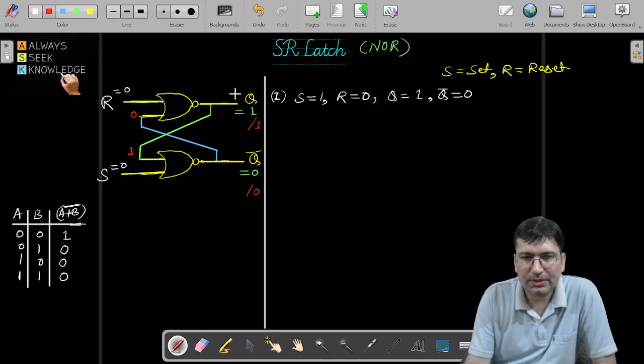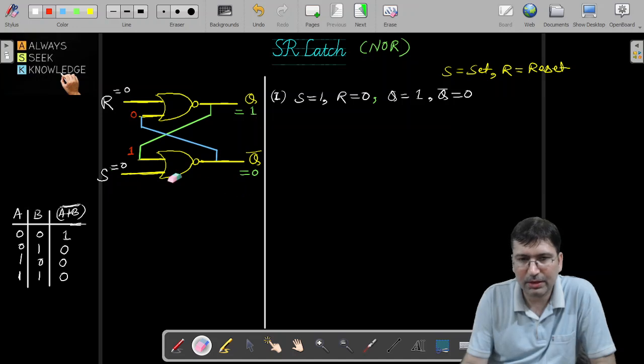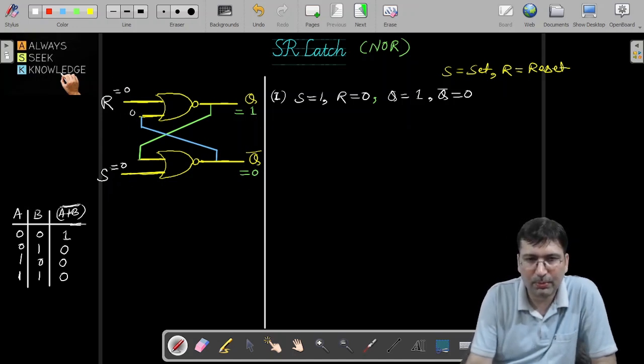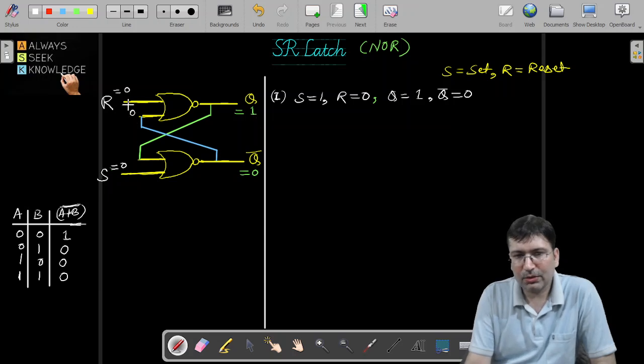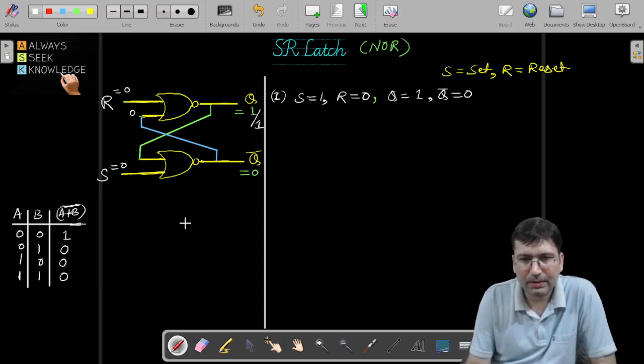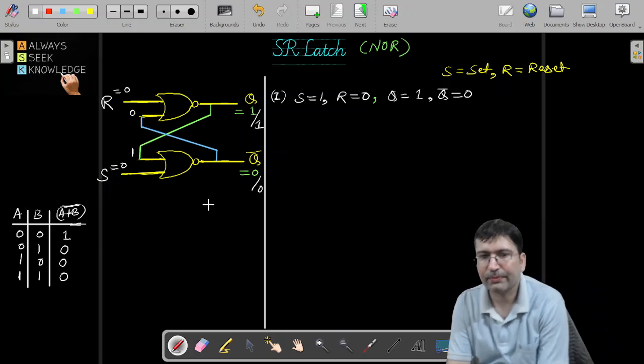Now in case you do not start the analysis with Q and you are trying to start with Q bar, so let's start the analysis. The same thing you can analyze from Q bar also. So you assume that Q bar is 0, both R and S are 0. This 0 will propagate here and this 0 0 will give you 1. So earlier it was 1, now the new state is also 1. Similarly, previous state was 0 and this 1 will reflect here, right? So this 1 0 will give you 0 only, so the new state is also 0.